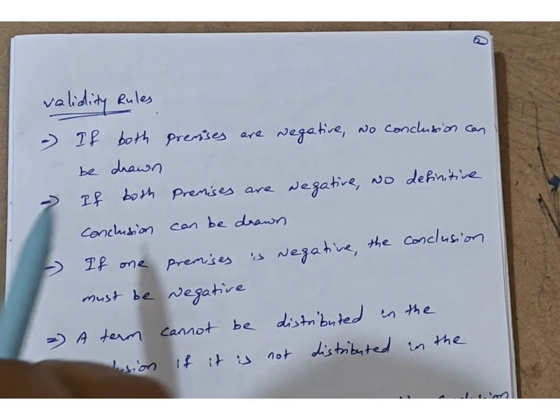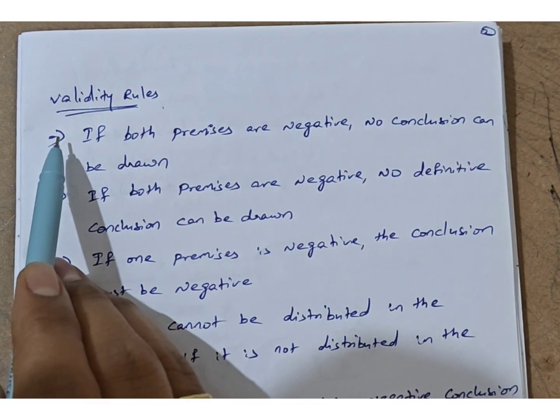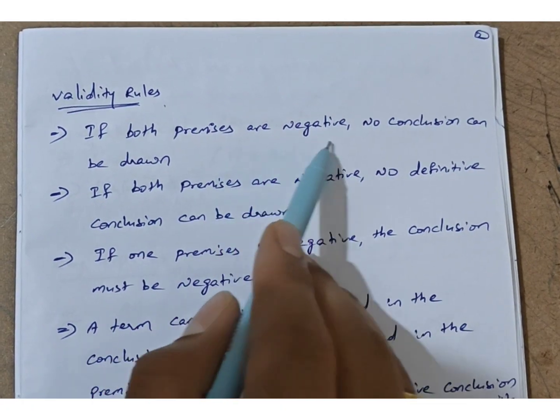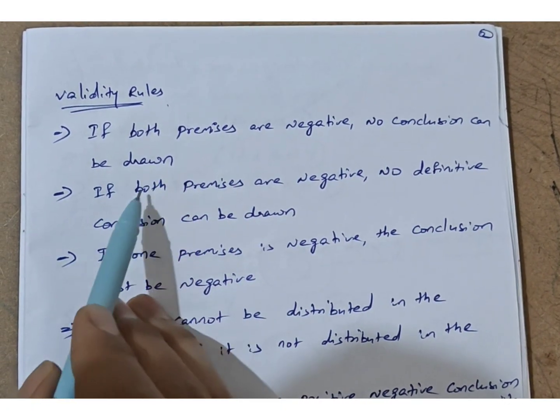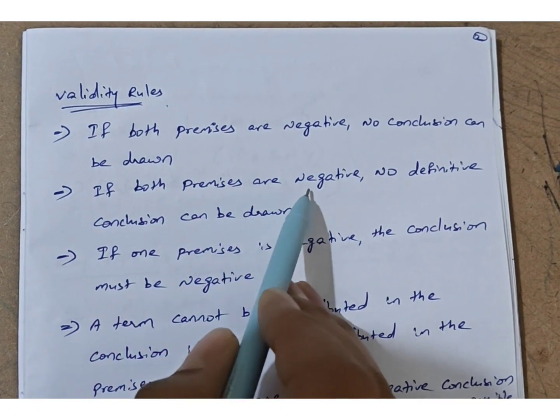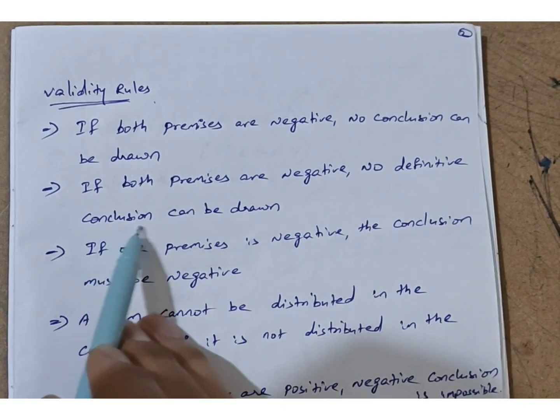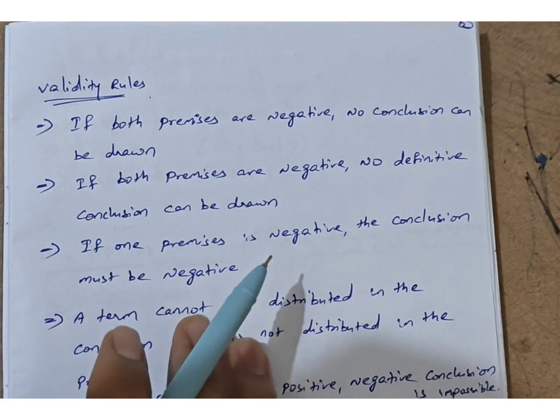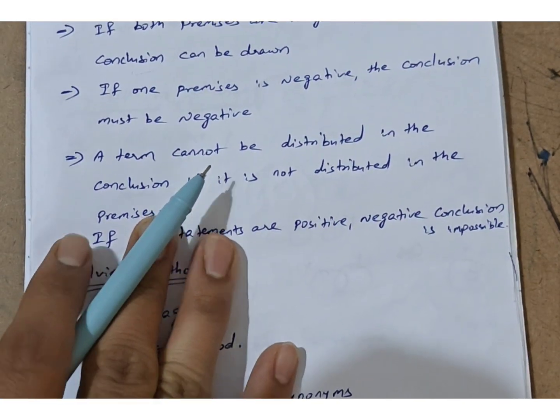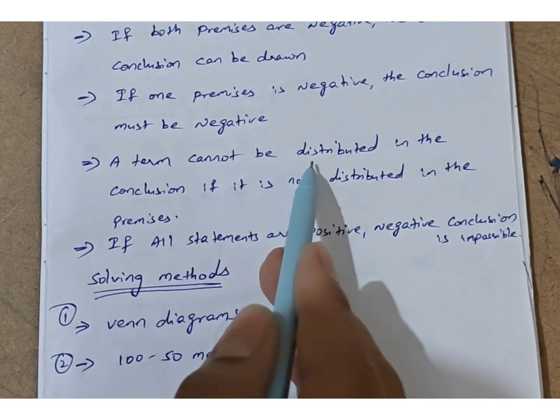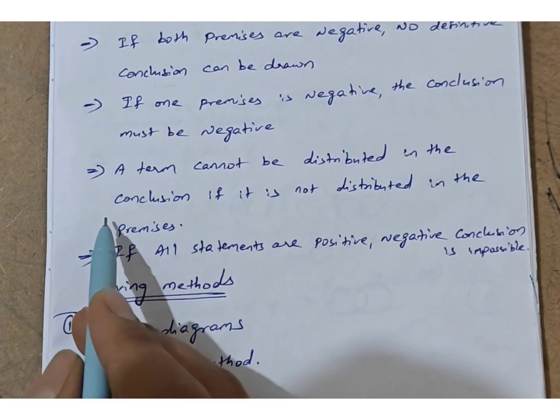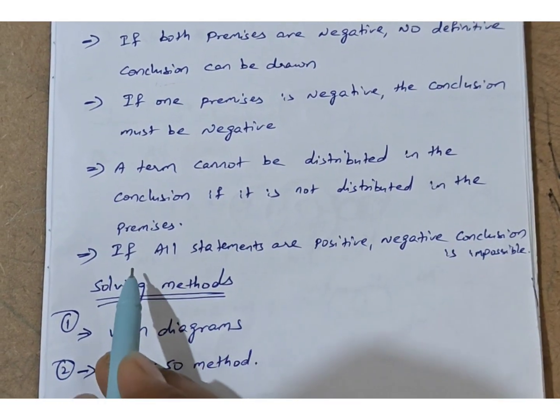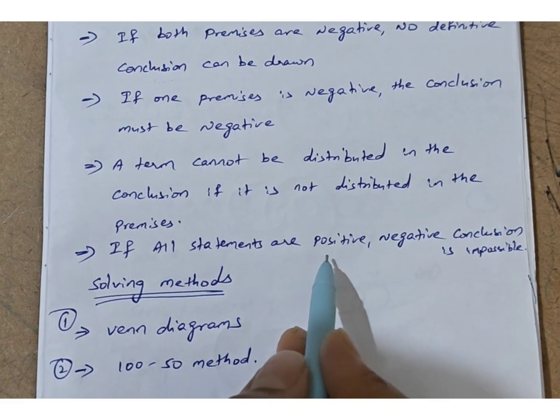There are some validity rules which one should keep in mind before solving the problems. They are: if both the premises are negative, no definite conclusion can be drawn. If one premise is negative, the conclusion must be negative. A term cannot be distributed in the conclusion if it is not distributed in the premises. If all the statements are positive, then a negative conclusion is impossible and vice versa.